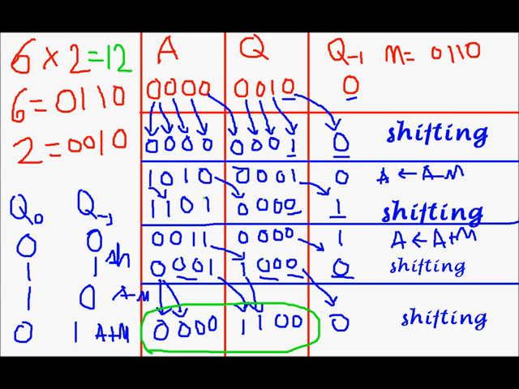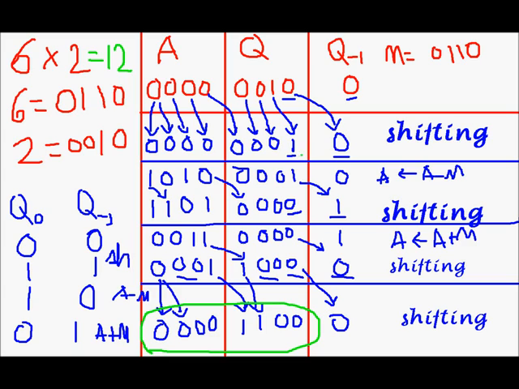I'll quickly go through all these steps again. Initially A holds 0, and even Q minus 1 is 0. Q holds the multiplier value, and M is the multiplicand. Then we'll compare the Q0 and the Q minus 1 bits. So we had 0, 0, and that is why we simply shifted, and on shifting we got this.